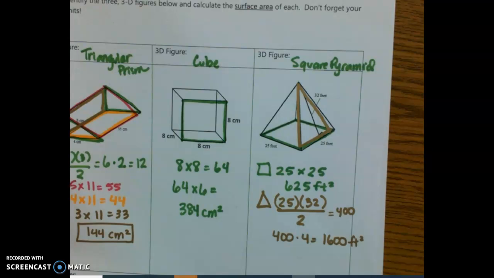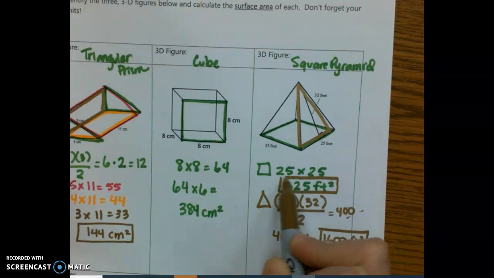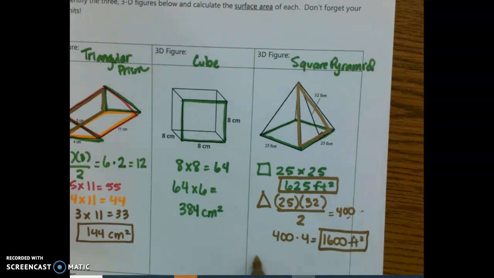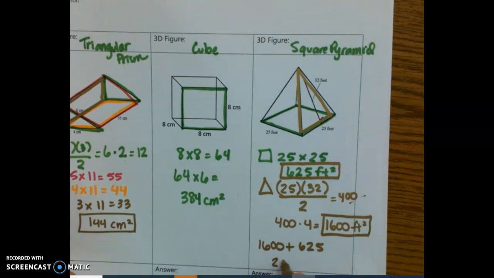My final step is to take the area of my triangles, the surface area of my square, and add those together. So 1,600 plus 625 gives me 2,225 total square feet as my surface area.